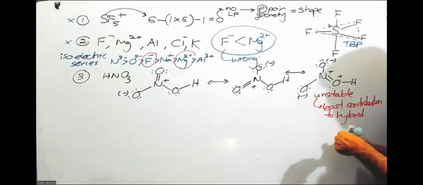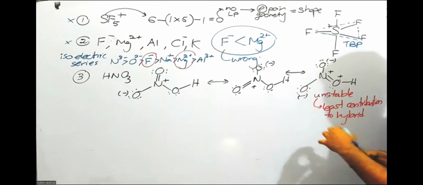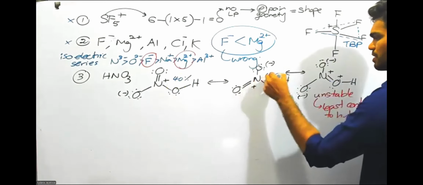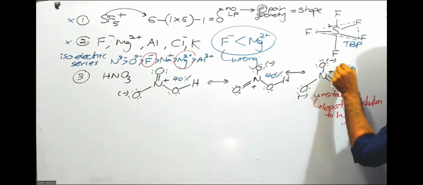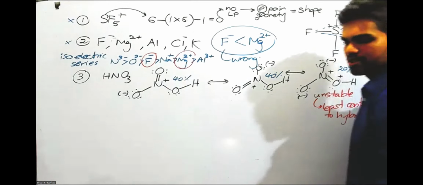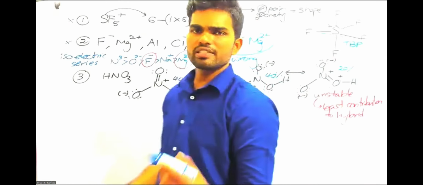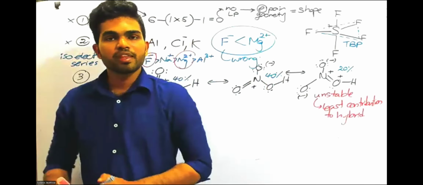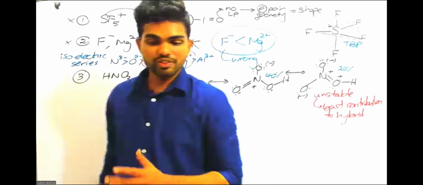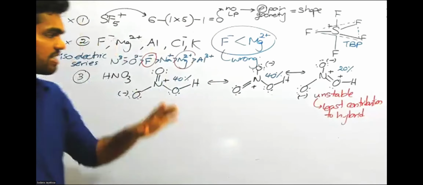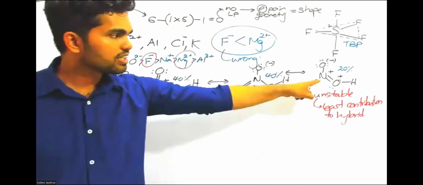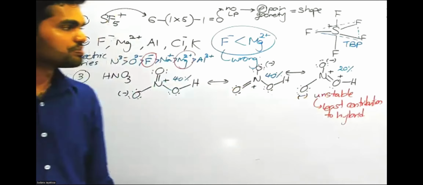Understand? If you just put some random percentages, you can say if this is contributing 40%, this one also contributes 40%, while this is only contributing 20%. Understood? So I remember there was a question in an earlier paper asking whether the NO bond lengths are equal. So what do you think? NO bond lengths are not equal. Understand? Because this one contributes a fewer amount.